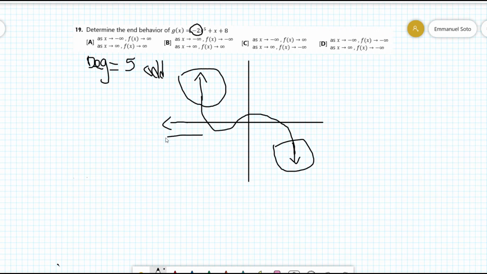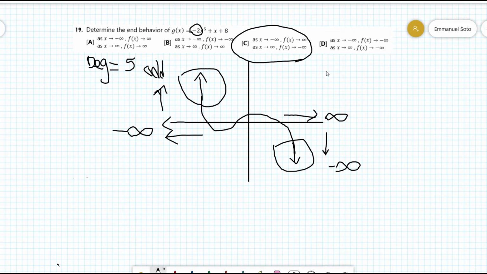As x gets more and more negative, because this is negative infinity, the graph is actually trying to go up. So therefore it's trying to approach positive infinity. That means as x approaches negative infinity, y approaches positive infinity. As the graph goes to the right, or when x goes to positive infinity, the graph is going down, or negative infinity. So as x goes more positive, we're going to go down. As x goes more negative, we're going to go up. So that is answer choice C.